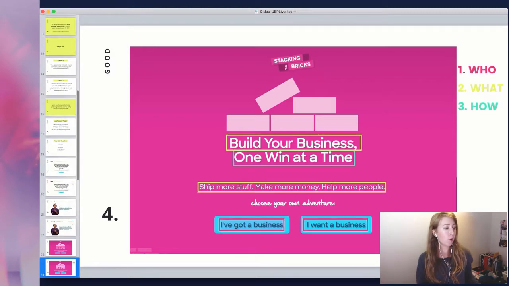This example is from Amy Hoy's website, Stacking Bricks. Let's break it down. So the who here, in the choose your own adventure section at the bottom, she's saying you're either a business owner, an entrepreneur, or you want a business. So you're like a wantrepreneur. So that's the who that she's speaking to. The what is building your business, shipping more stuff, making more money, and helping more people. And then the how is one win at a time.